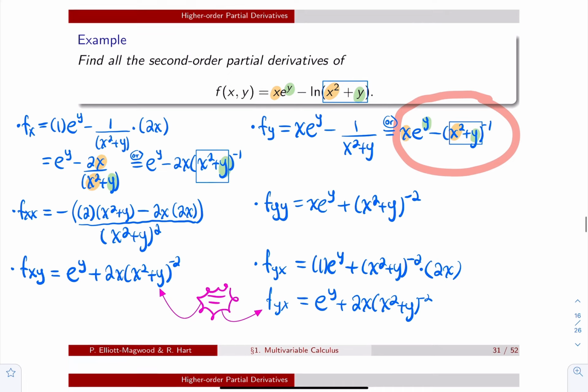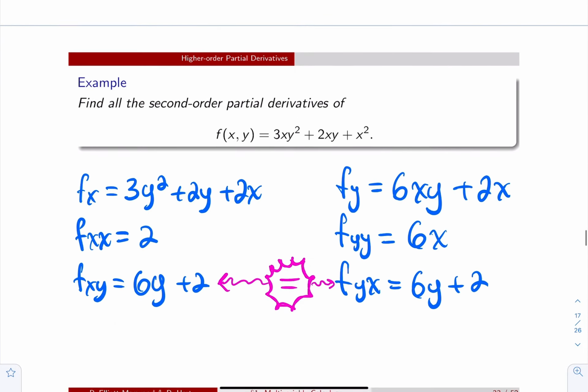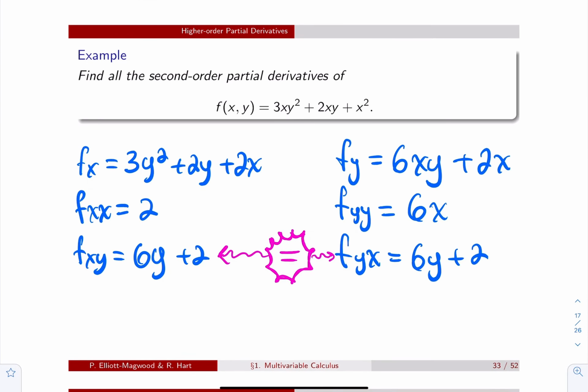I have another example for you to compute all the second order partial derivatives of 3x y squared plus 2xy plus x squared. But that example is actually easier, so you can just look at it and compute it on your own. I think it's a good exercise to do anyways. So for partial derivatives of second order, remember there are 4 of them, because if you start with f of x and f of y, you can compute partial derivatives of those two functions with respect to x and y again, giving you 4 second order partial derivatives.